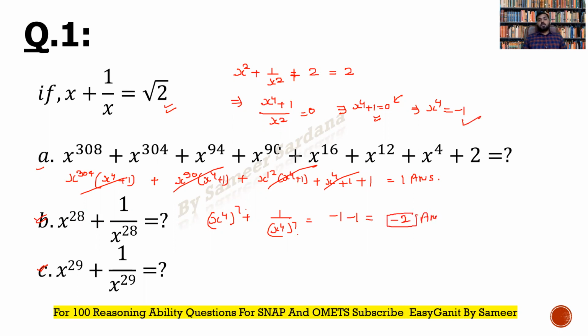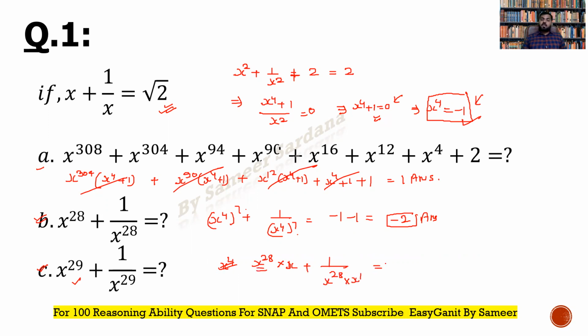So keep this as a standard result. If x plus 1 upon x is root 2, then you can straight away put x power 4 as minus 1. Either you cram it or you know that you are supposed to take a square on both sides. Now here in this case, you see that this is x power 29. You see that x power 29 can be written as x power 28 multiplied by x, plus 1 upon x power 28 multiplied by x power 1.